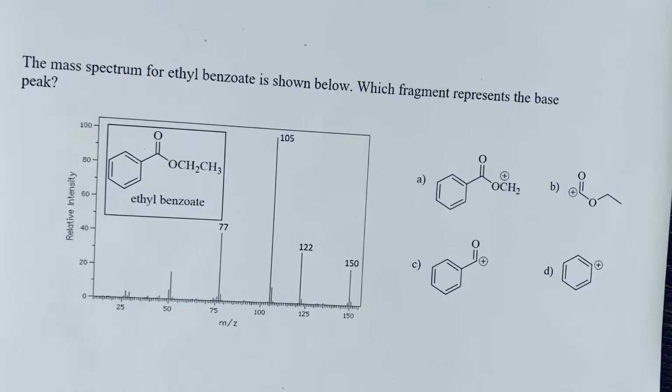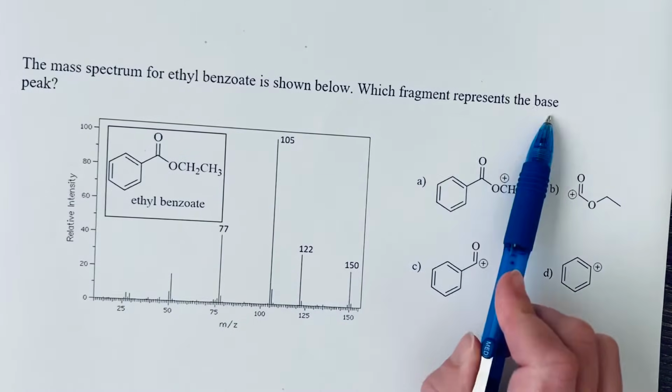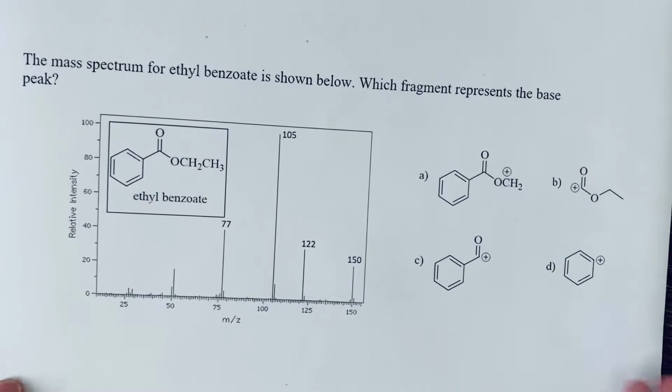The mass spectrum for ethyl benzoate is shown below. Which fragment represents the base peak? So there's a couple peaks we need to know in a mass spectrum.